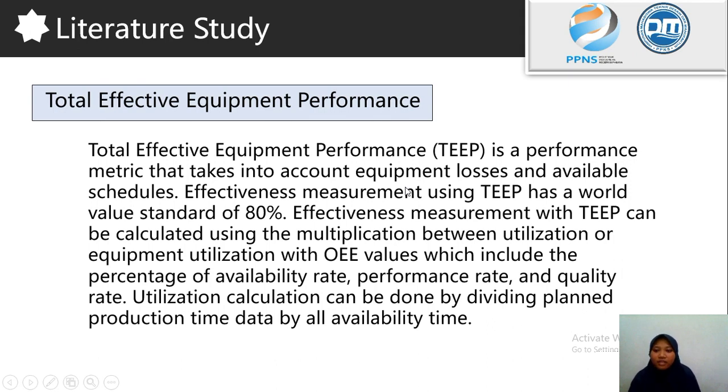Effectiveness measurement with TEEP can be calculated by multiplying utilization, or equipment utilization, with the OEE value, or Overall Equipment Effectiveness, which includes the percentages of availability rate, performance rate, and quality rate. Utilization can be calculated by dividing planned production time by total available time.